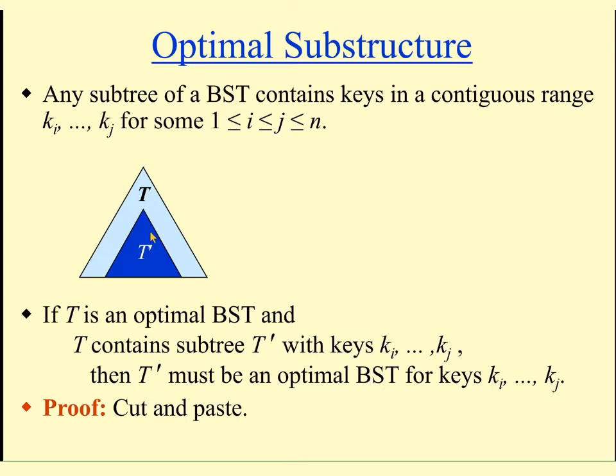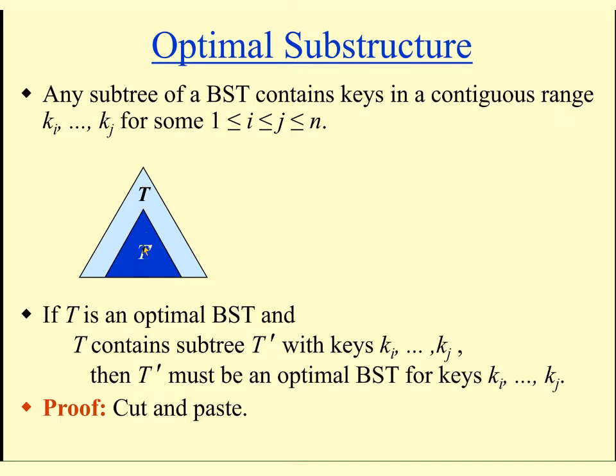If this one is not optimal, definitely we can find one which is optimal, and then replace the original one with that optimal one. The proof is based on cut and paste. We ignore the proof, but we want to introduce the idea. It's like a proof by contradiction. For example, if this t prime is not an optimal binary search tree, we can find an optimal binary search tree to replace it, which will further reduce the search cost.